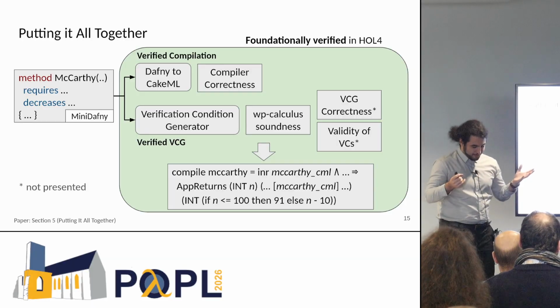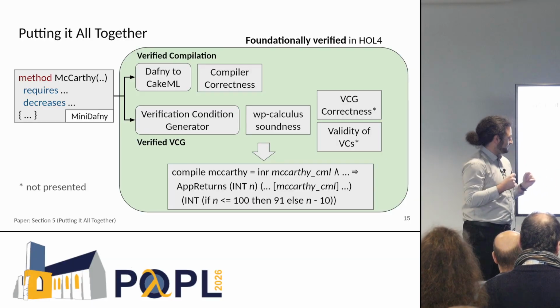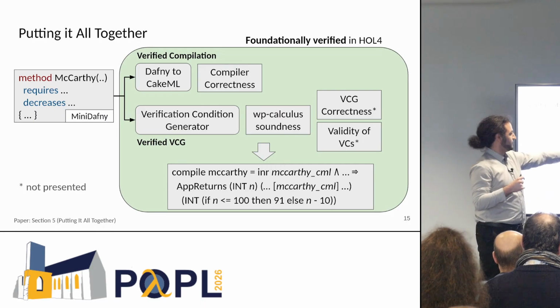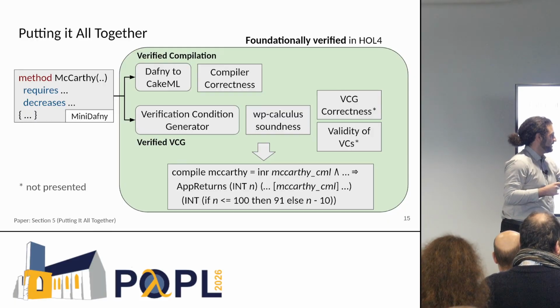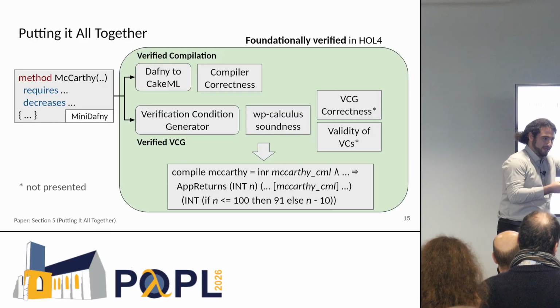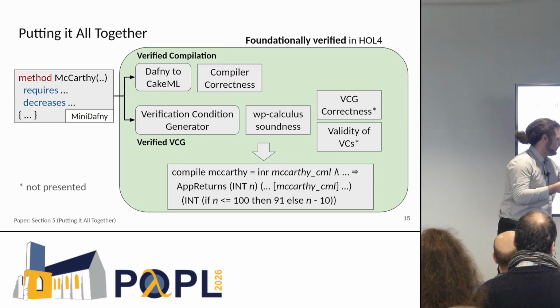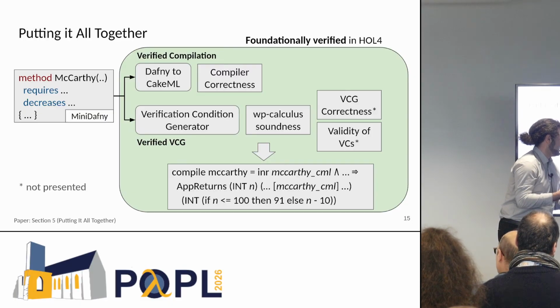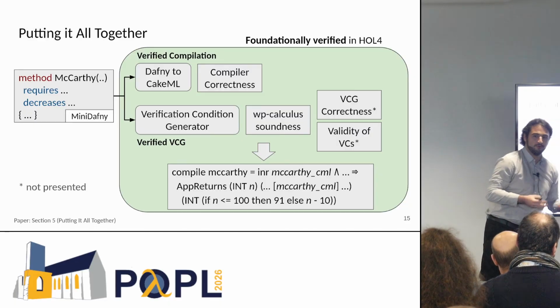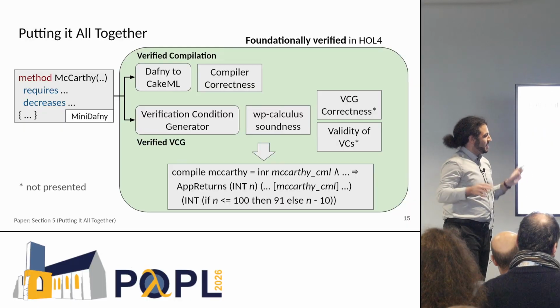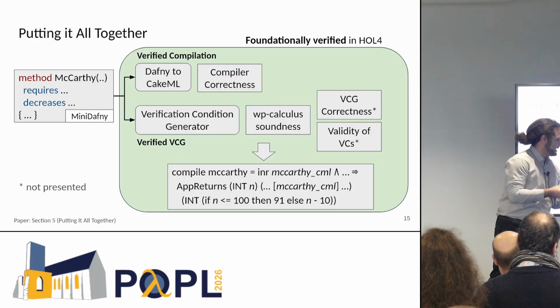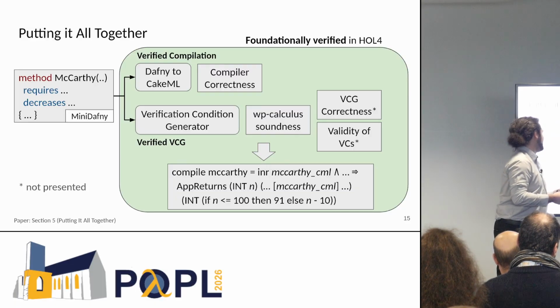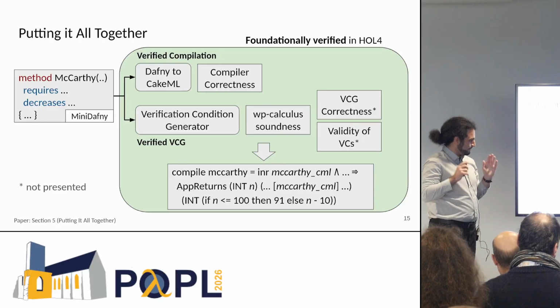And with that, we can put everything back together. I've shown you the sketch of the compiler correctness. I've shown you the VP calculus soundness now. I haven't shown you that the verification condition generator is correct. That's a very simple lemma, and the proof is also relatively simple. And I also haven't shown you the validity of VCs. That's just the whole forward tactic machinery. But if you put everything together, you can derive this beautiful theorem, which says that the CakeML binary has the exact same behavior as the Dafny code you gave it.